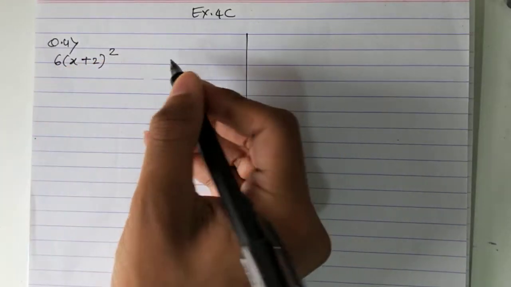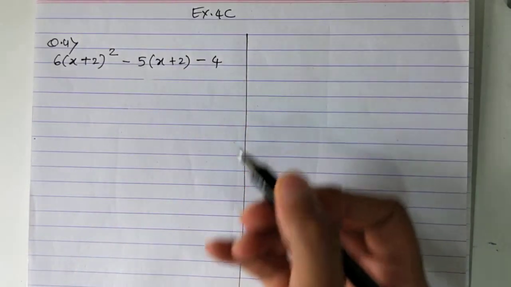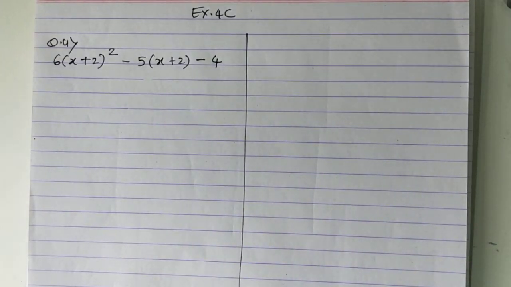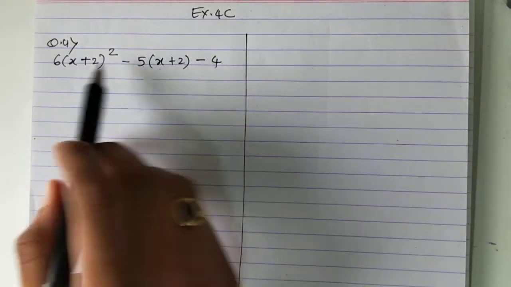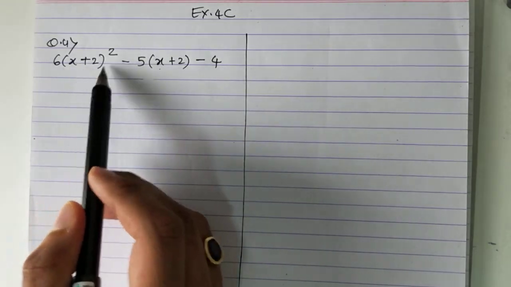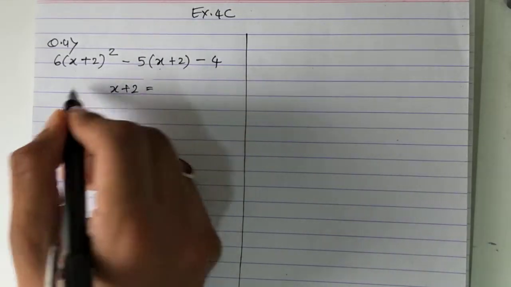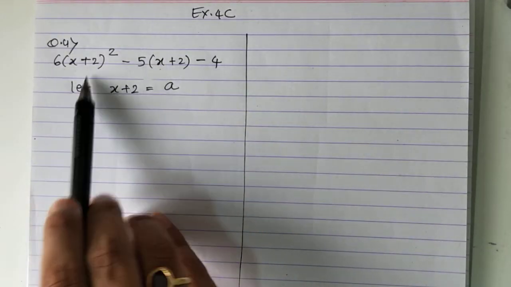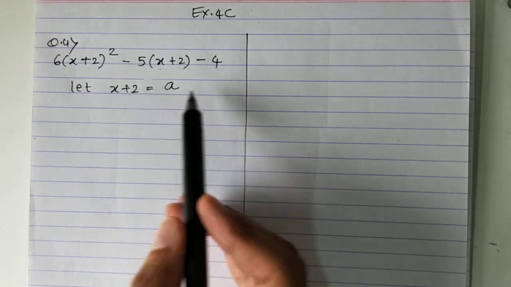Question 4 says 6(x plus 2) the whole square minus 5(x plus 2) minus 4. I hope you remember what we did in the previous class, that whenever we have a bracket like this, we take x plus 2 as some variable. So let x plus 2 be, I'll take a here because x is already used as a variable. You can take y or some other variable. So I'll take x plus 2 as a.